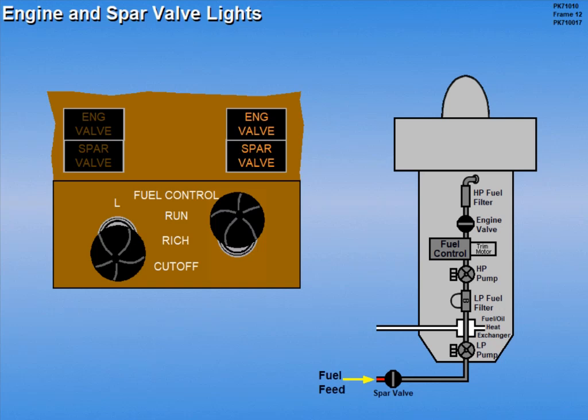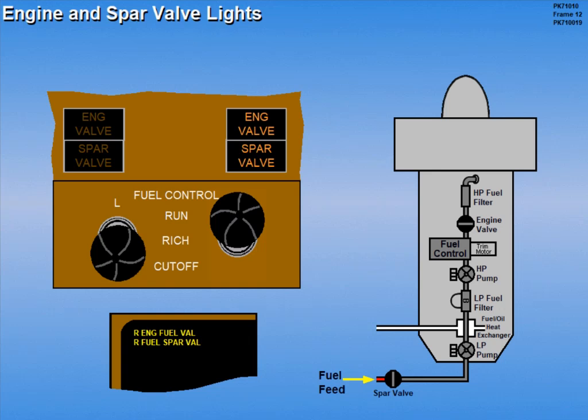The spar valve light and the engine valve light are located above the fuel control switches. These lights illuminate whenever there is a disagreement between a valve and the selector position. In addition, an associated ICAS message appears. The ICAS message is inhibited during the engine start. Now let's discuss the engine oil system.